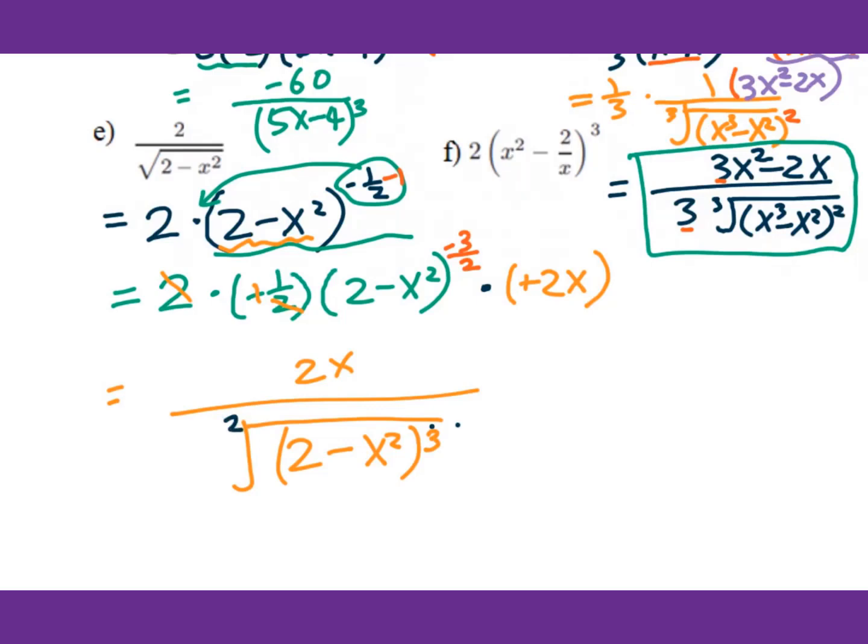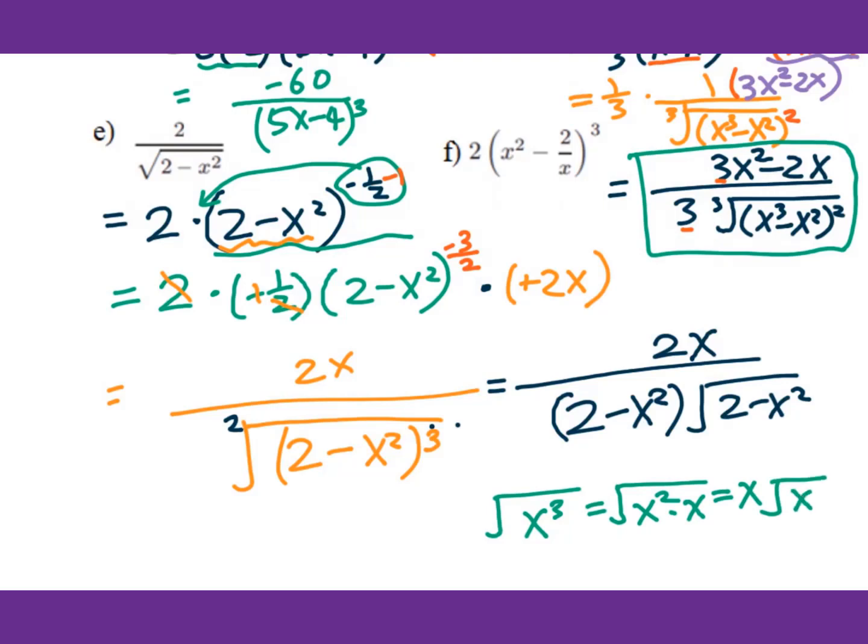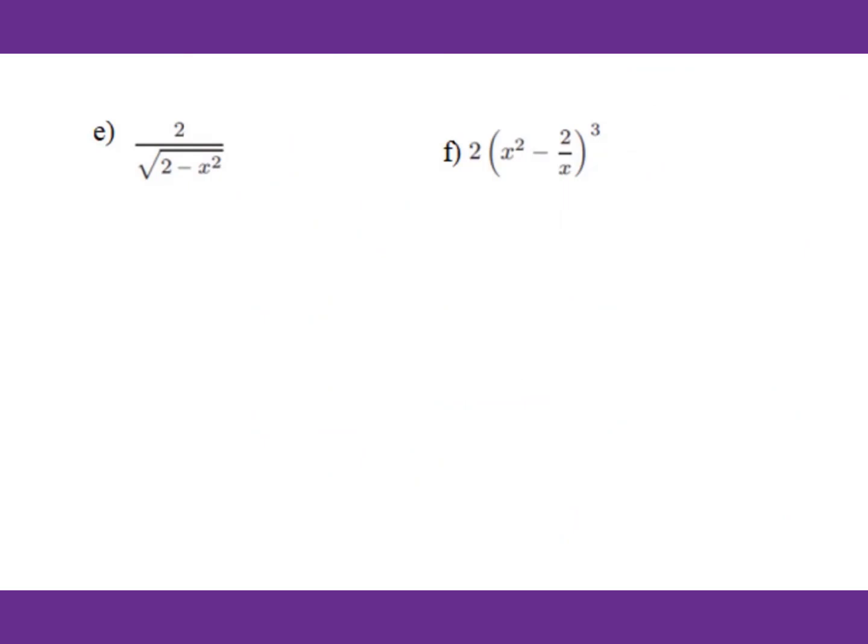Since this number is 2, you have to take 1 outside. So 2 minus x squared, square root of 2 minus x squared. Top is 2x. Because for x to the third power, I can write down x squared times x. So we get x times the square root of x. That's the reason I got this. Let's go to this f.